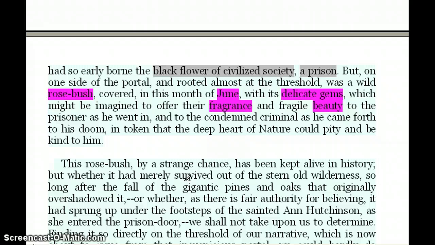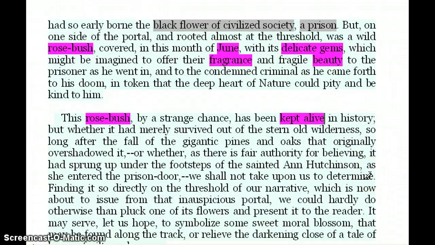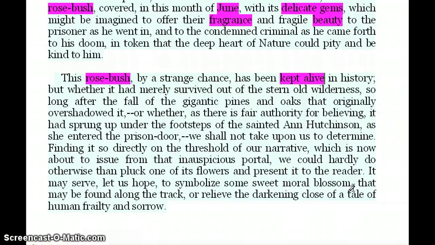And so we have these, that I've highlighted in pink, these more positive words. Kept alive. Just want to say something about that, because we're talking about cemeteries up top and prisons, and you don't really think of people being alive in those. So here's a contrast. The rosebush is alive, and it's more fresh compared to this older prison. And it symbolizes a sweet moral blossom, and it's a relief to things that are dark.